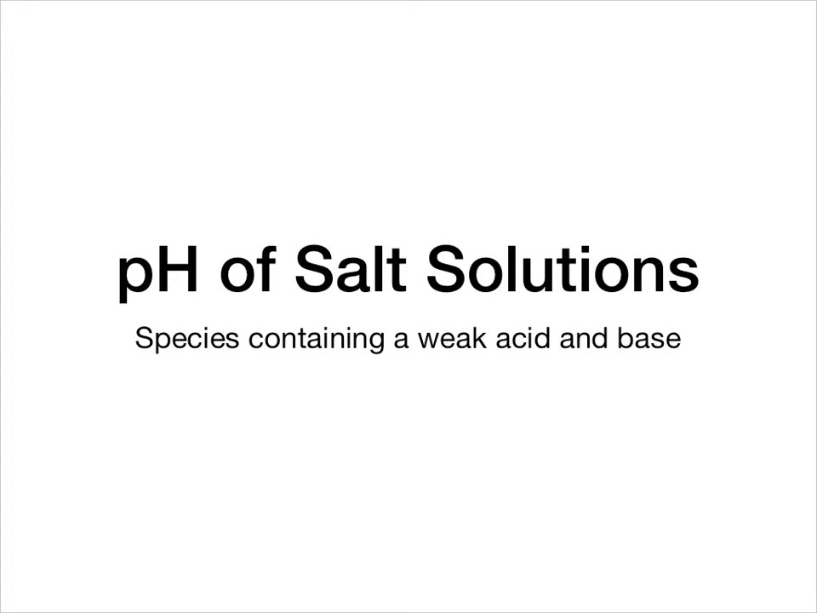Hello, welcome back. We are working on our ninth installment of Chapter 16, and today we're going to talk about figuring out the pH of solutions of salts, so ionic species dissolved in water, and these are species that contain a weak acid or a weak base. Sorry, we already did that one. We are today talking about species that contain a weak acid and a weak base.